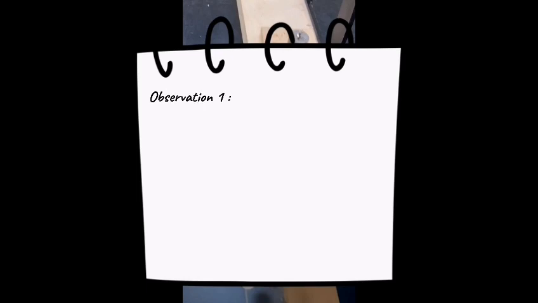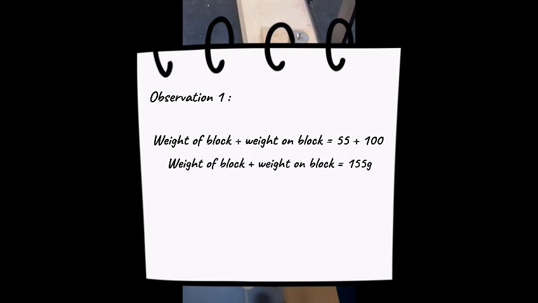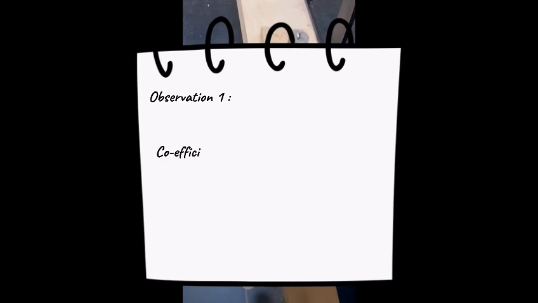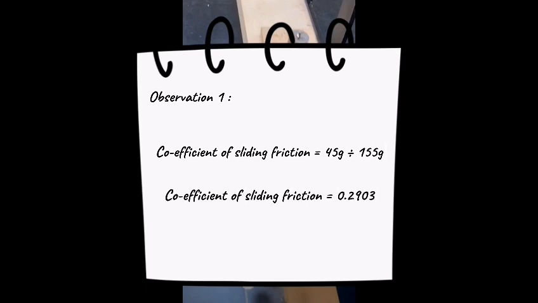Observation 1. Adding the weight of block and weight placed on block together, we get that it's equal to 155 grams. Adding weight of pan and weight on pan together, we get that it's equal to 45 grams. Dividing 45 grams by 155 grams, we get the value of coefficient of sliding friction, that is 0.2903.